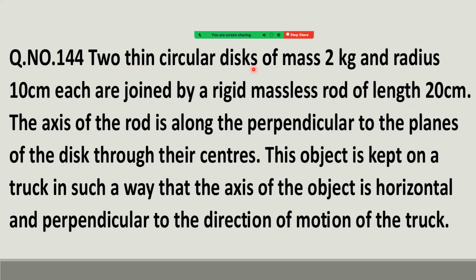Two thin circular discs of mass 2 kg and radius 10 centimeter each are joined by a rigid massless rod of length 20 centimeter. The axis of the rod is along the perpendicular to the planes of the disc through their centers. This object is kept on a truck in such a way that the axis of the object is horizontal and perpendicular to the direction of motion of the truck.